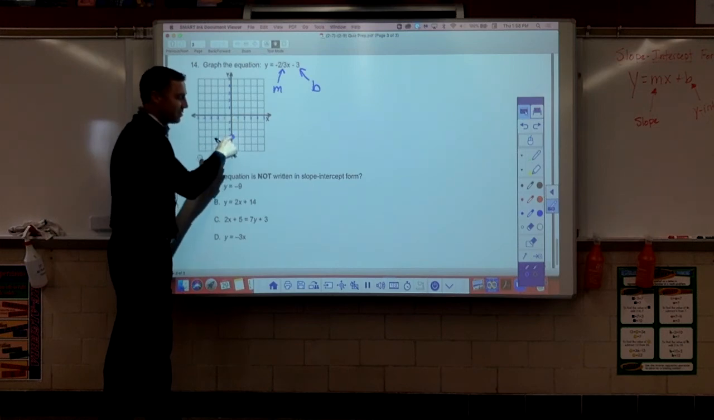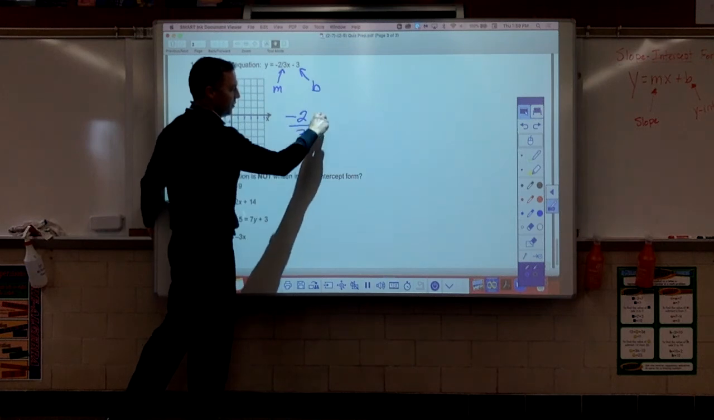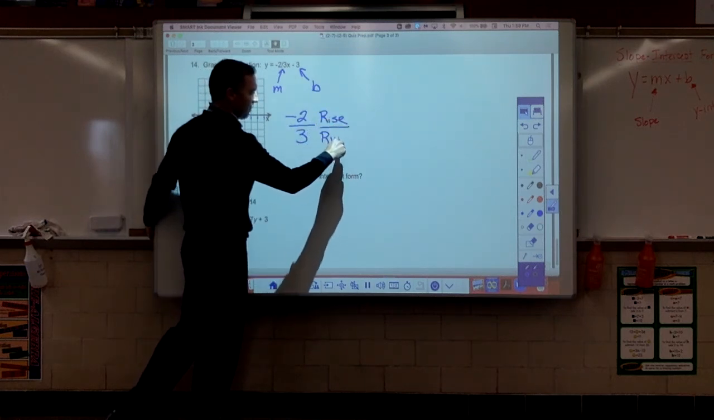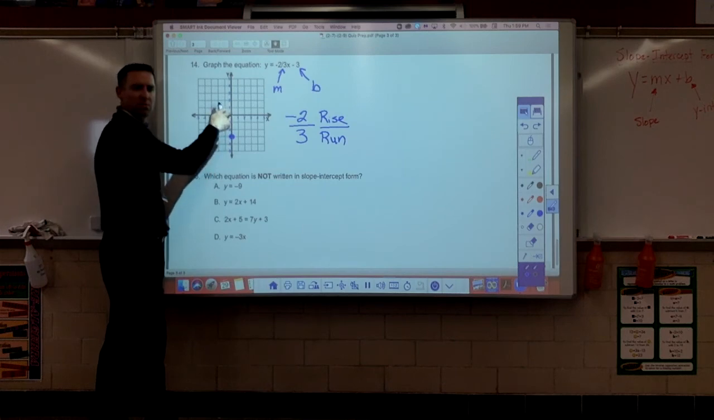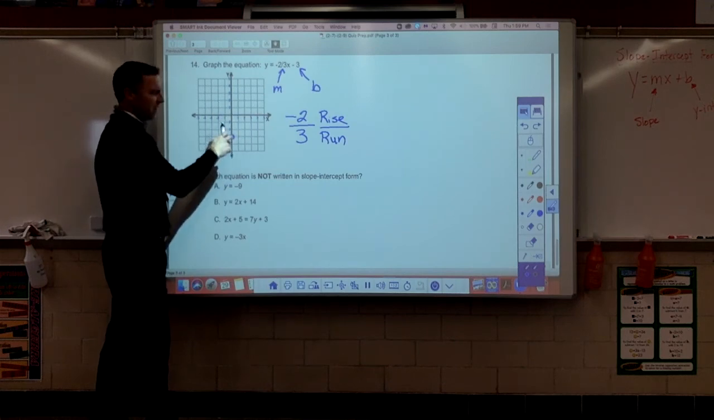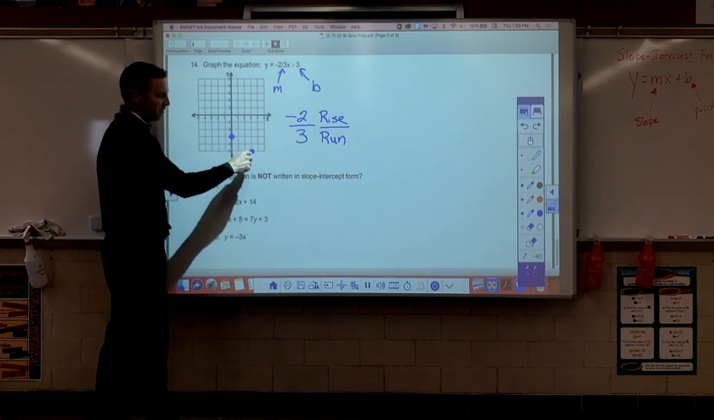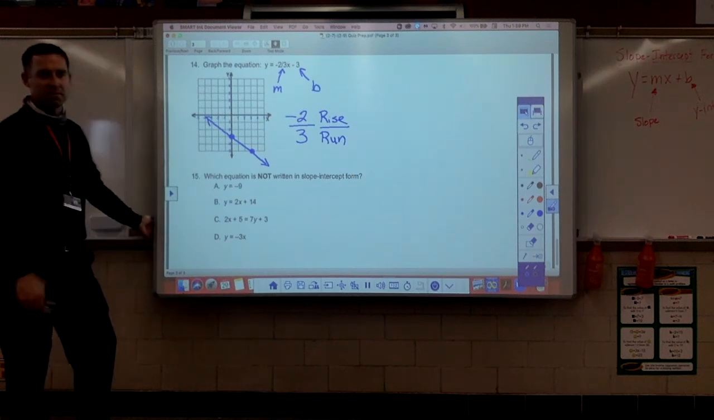No. This is your initial value. This is your starting point. We need a slope of negative 2/3, which again is a rise of negative 2 over a run of positive 3. So from this point, not from the origin, from this point, rise a negative 2. A rise of negative 2 means go down 2, then a run of 3, right. Always run to the right. Okay, we've got our 2 points. Draw your line through those 2 points. We've graphed that equation. Nice job.